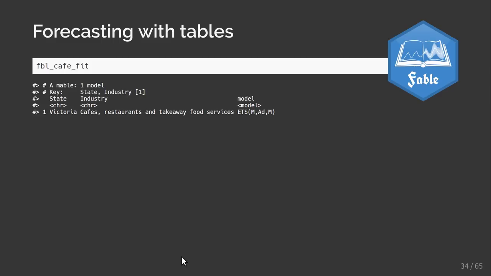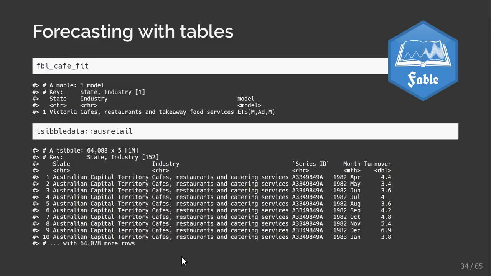Now there's a reason why fable is called fable, and I'm sure you've all anticipated this moment coming. It's all about forecasting with tables. It's a little bit odd to have a model in a table form with just one row. We've got this whole table structure with one model. Why not just expand it?